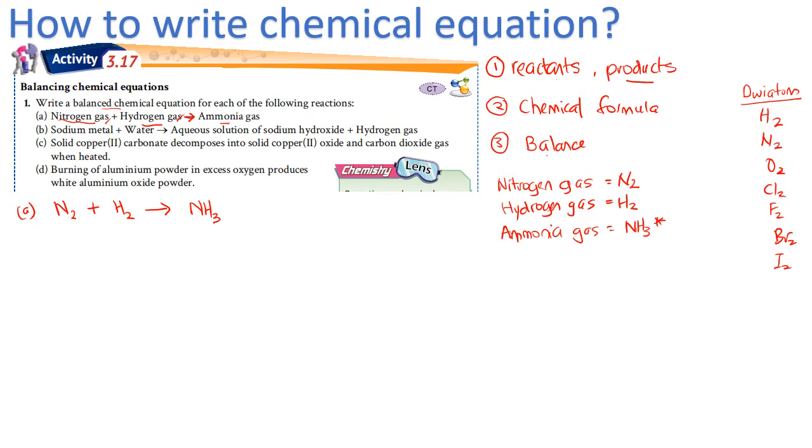Now we do the third step, balancing. To balance, the number of atoms for the reactants and the products must be the same. Here we have 2 nitrogen and 2 hydrogen for the reactants. For the product, we have only 1 nitrogen and 3 hydrogen. The subscript number belongs to the element in front of it. So this equation is not balanced. The number of nitrogen is not balanced, and the number of hydrogen is also not balanced.